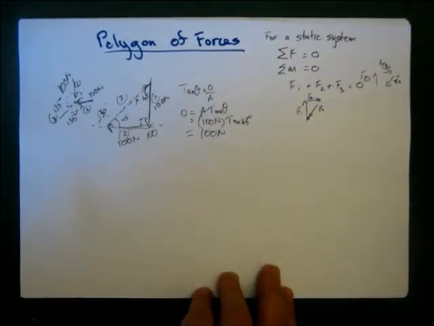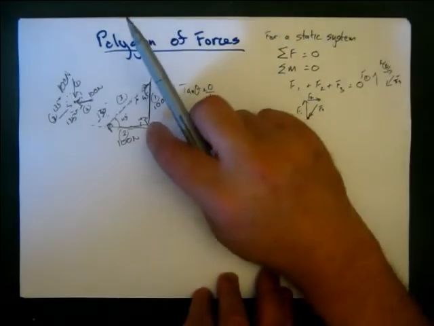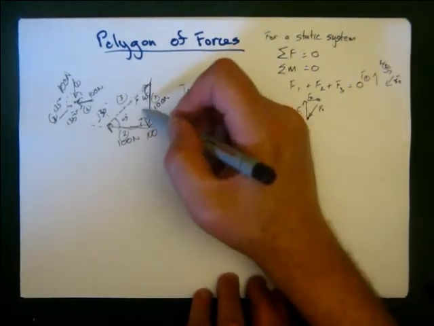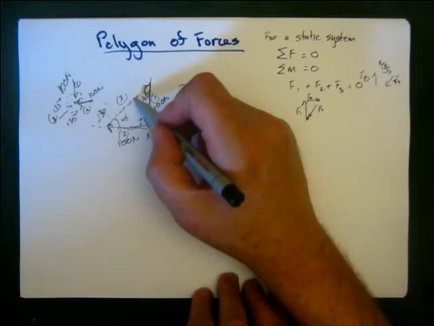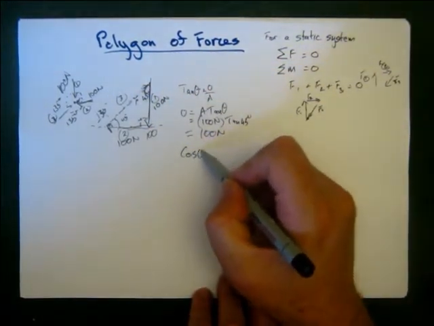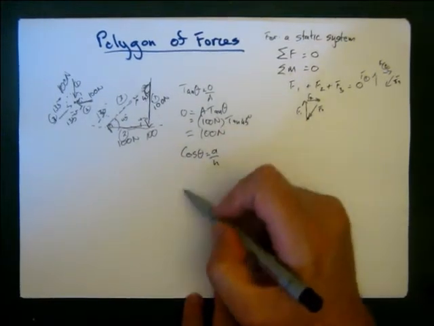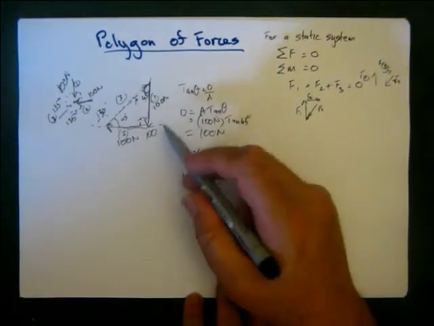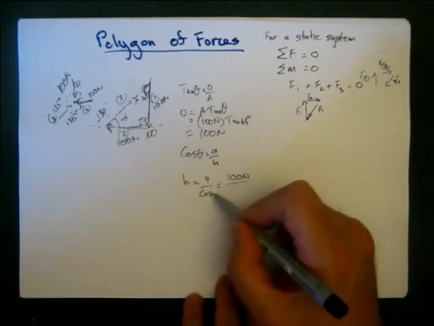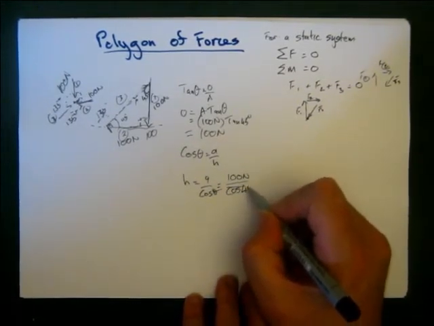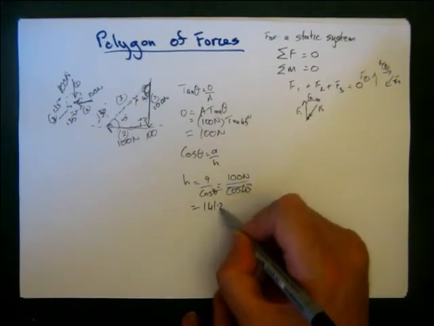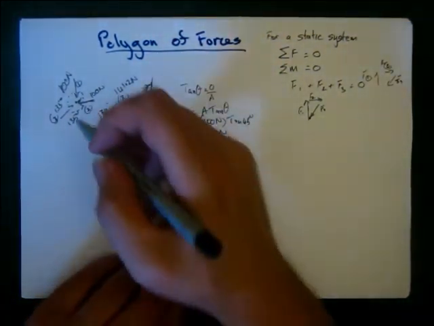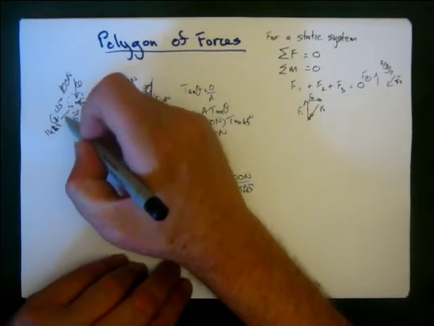In this case it's a right angle triangle, so I've got plenty of ways of doing this. I can use Pythagoras, or I can just use trig again. So if I'm using this angle, I want to know this one, I have that one, so cos theta equals adjacent over hypotenuse. I want to find out the hypotenuse. Hypotenuse equals adjacent over cos theta, which is equal to 100 newtons over cos 45 degrees, which is equal to 141.2 newtons. So I can work out this one is going to be 141.2 newtons. So I therefore know this is going to be 141.2 newtons that way.